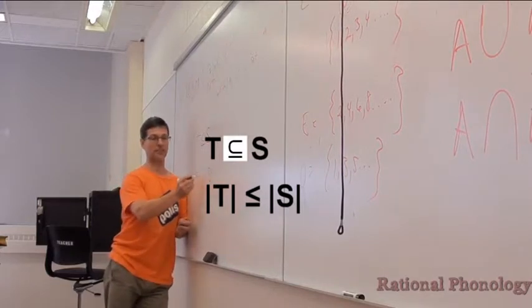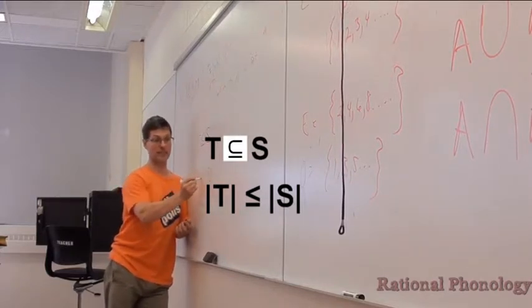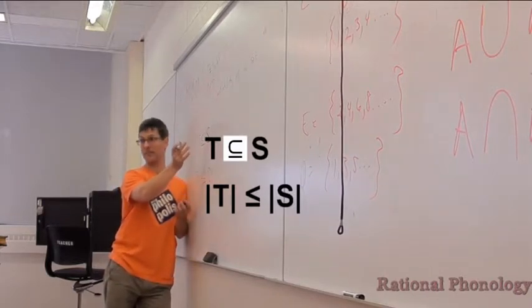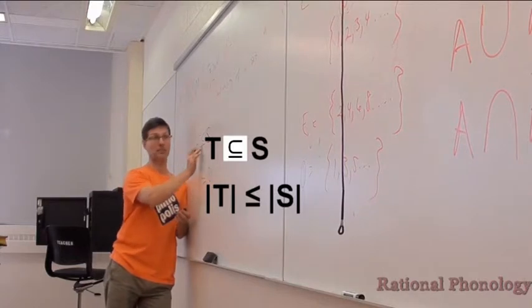The cardinality of T is going to be less than or equal to the cardinality of S, right? If they're equal sets, then it's going to be equal. If it's a proper subset, then it's going to be less than. Okay?